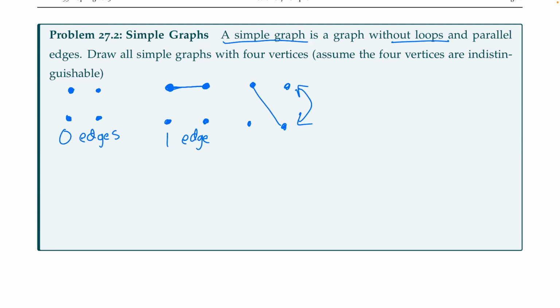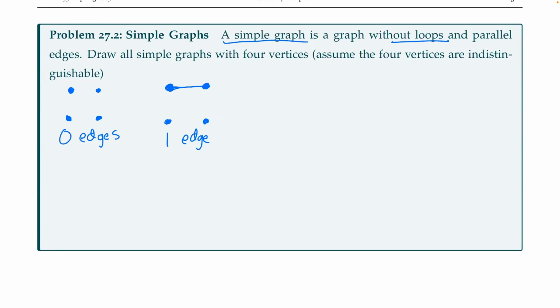Okay, you had a question, yeah. Yes, exactly. If these were labeled V1, V2, V3, V4, and so on, then it wouldn't be the same to have a link between these two, say V1 and V4.